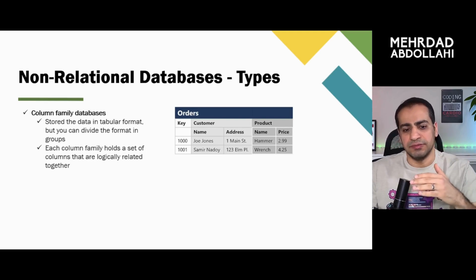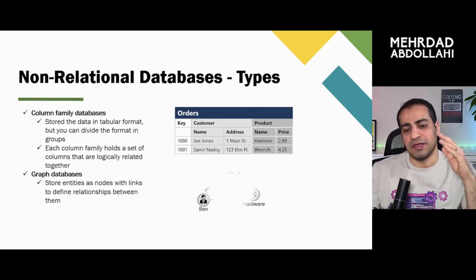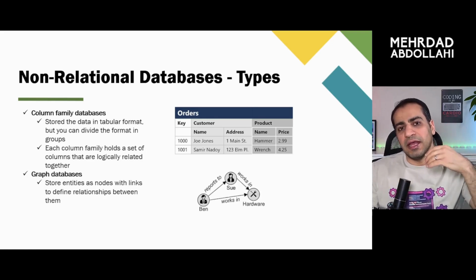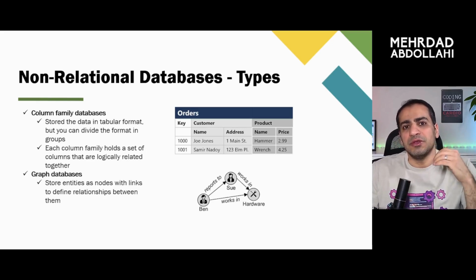And the last non-relational database that we have here is graph databases, where the entities are stored as nodes, which have links to the other nodes to define the relationship between them. A good example for graph databases is Active Directory, and how a user is defined and managed in Active Directory.